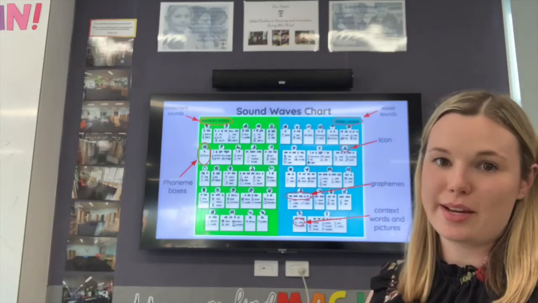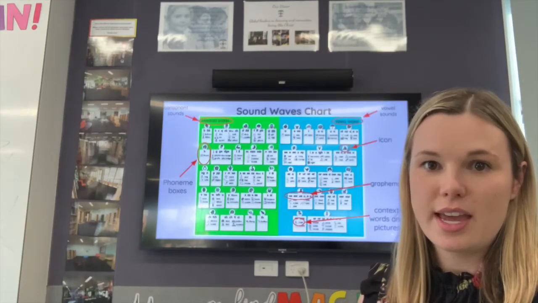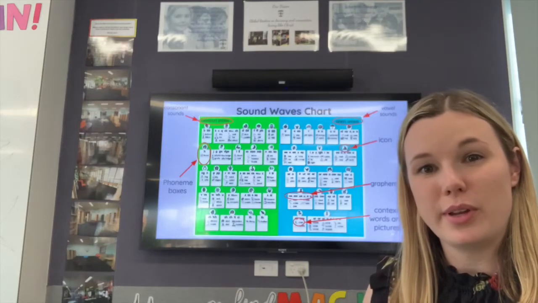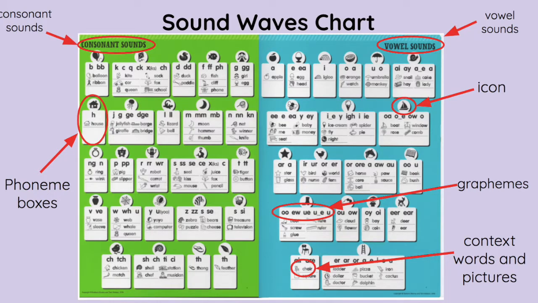This here is a Soundwaves sound chart. We use these to support students in building their knowledge of the 43 sounds. And then we also use them to support students in building confidence when reading and writing unknown words. As you can see, the Soundwaves sound chart has 43 sounds, also known as phonemes, broken up into phoneme boxes. These are then split into two sections, so the consonant sounds, which are green, and the vowel sounds, which are blue. Within each phoneme box, it has the most common graphemes, so the letters on their own or the letter combinations that make each sound.